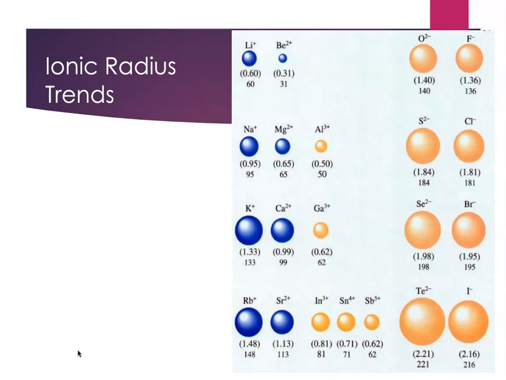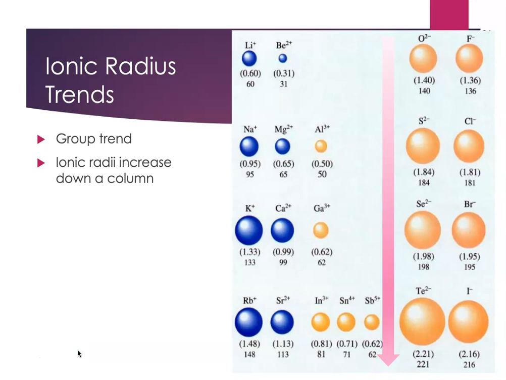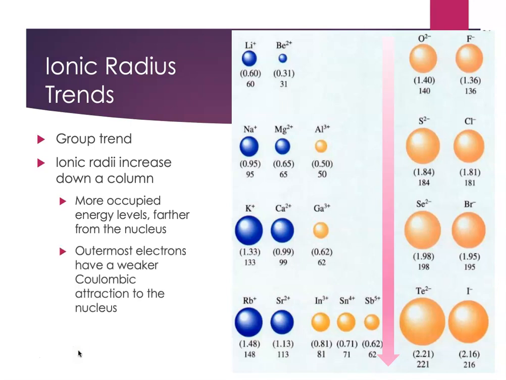So now let's talk about the trends. As we go down a column, what we see for both cations and anions is that the ionic radii increase down a column. Why? Well, I've got more occupied energy levels. These energy levels are farther from the nucleus, and therefore those electrons experience a weaker Coulombic attraction to the nucleus as we go from oxide to sulfide to selenide, etc.